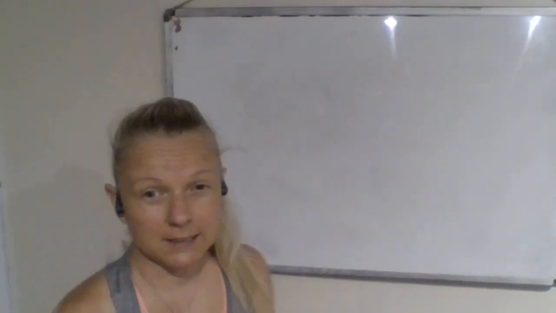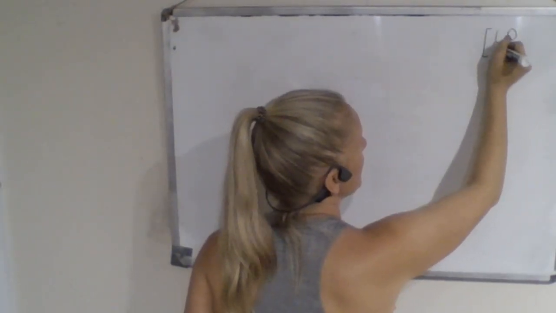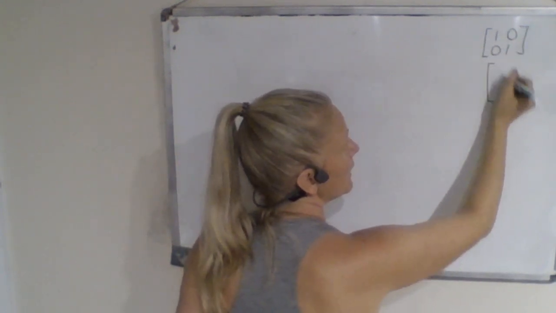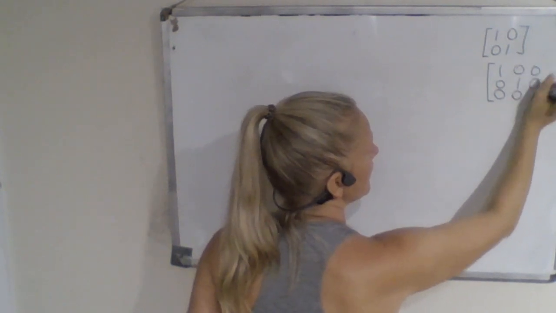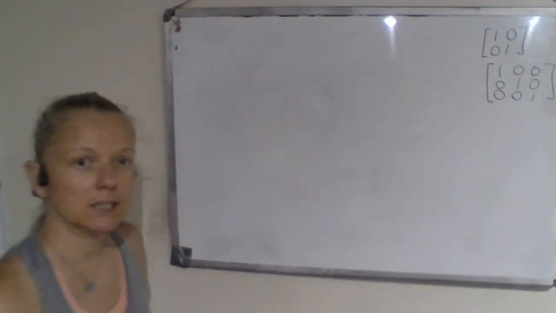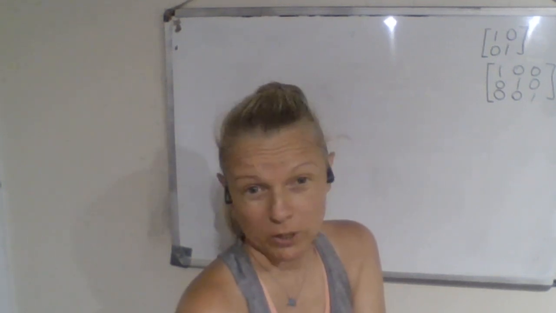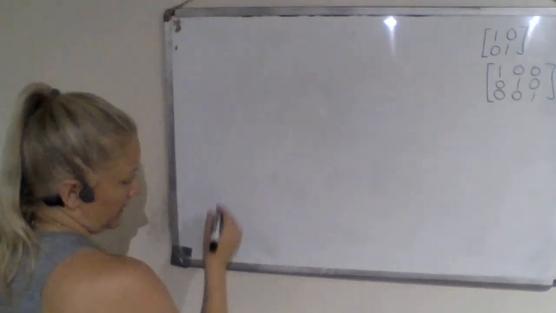Please remember your identity matrices. I'm going to write them right here, very small. 1, 0, 0, 1 for a 2 by 2, and then 1, 0, 0, 0, 1, 0, 0, 0, 1 for a 3 by 3. I'm just going to keep it there to have it, okay? In order to find the inverse of a matrix, we use a calculator. We're not going to bother to find anything of that by hand.